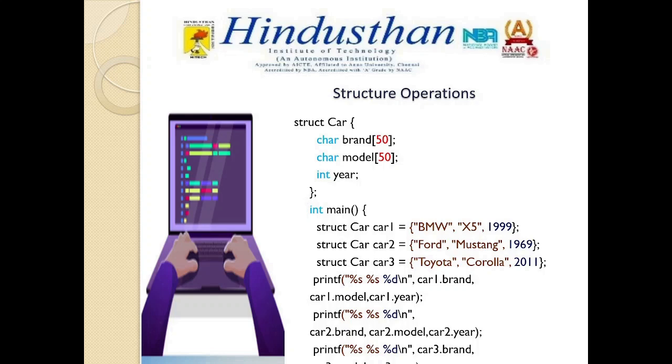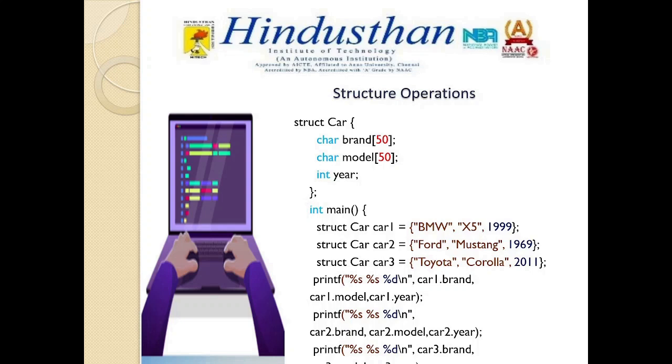Using the printf statement, percentage s, percentage s. We are using character for brand and model. So we are using the format specifier percentage s, percentage s. And the third one, year, is an integer. So we are using percentage d. It is a format specifier.